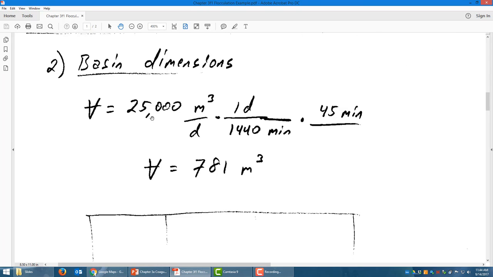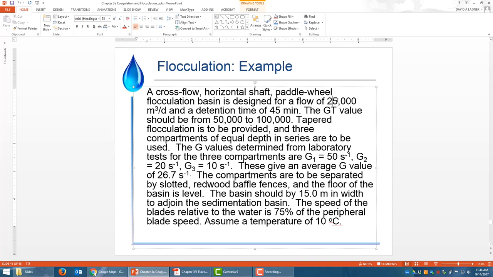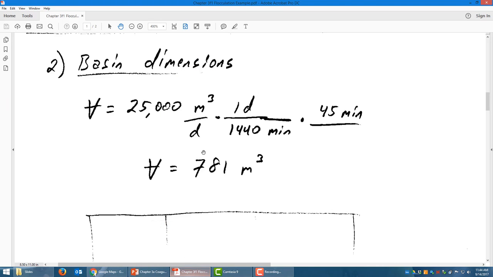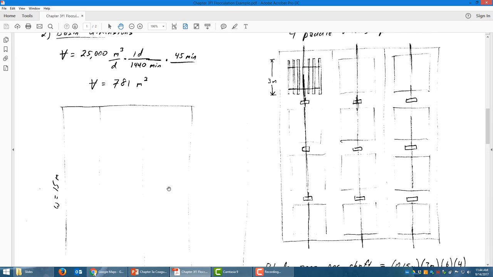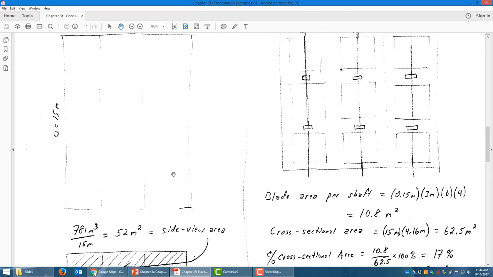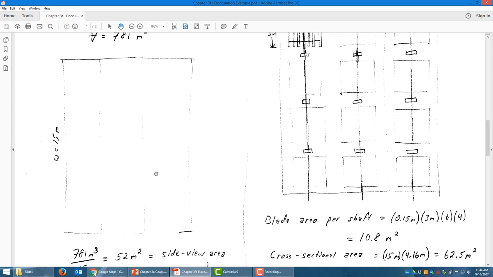We were told 25,000 meters cubed per day of flow. So if we know we've got 25,000 meters cubed per day of flow, and we know that our detention time is 45 minutes, we can convert from meters cubed per day to meters cubed per minute, multiply times the 45, and our volume is 781 meters cubed. That's pretty straightforward, actually.